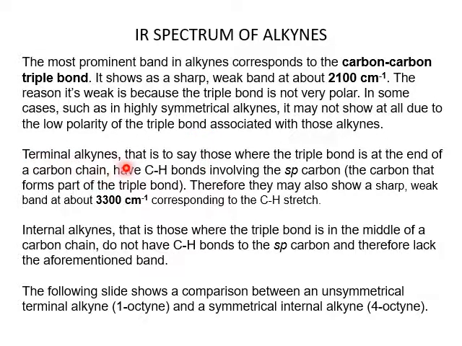However, terminal alkynes, that is to say the triple bond is at the end of a carbon chain, you will have an sp carbon. Therefore, they may also show a sharp, weak band at about 3300 inverse centimeters. Internal alkynes, that is those where the triple bond is in the middle of a carbon chain, do not have CH bonds to the sp carbon and therefore lack the aforementioned band.